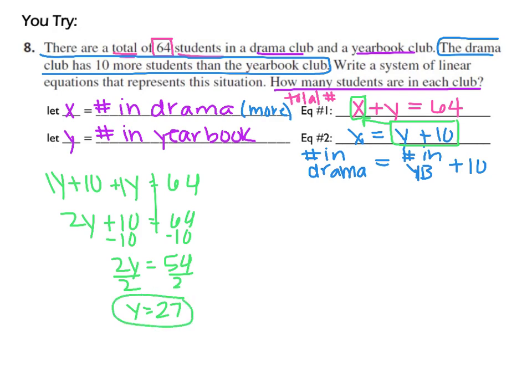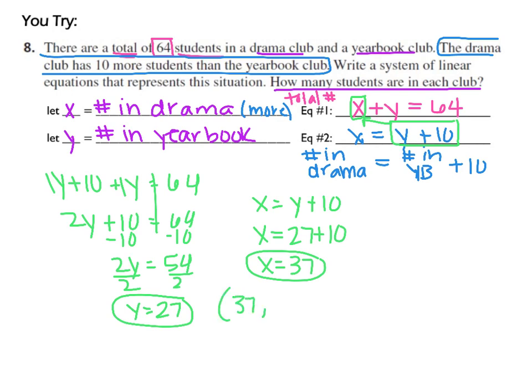And once I know y, I also want to find x. X is 10 more than y, so y plus 10. That means I know x. If x is y plus 10 and y is 27, 27 plus 10 would be 37. So my answer as an ordered pair would be (37, 27).